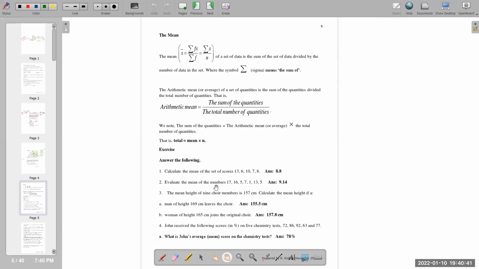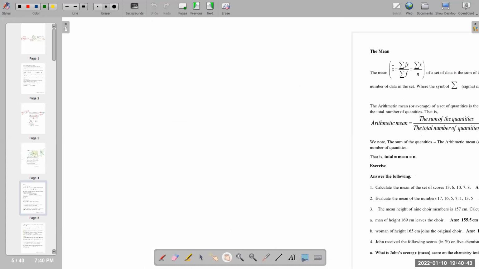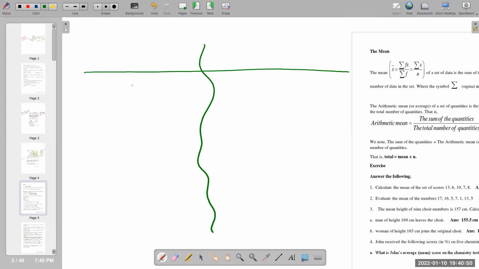Now, before we get into this, one of the things I want you to mentally prepare yourself for, everything that we learn is going to come in 2 batches. There's something called ungrouped data.